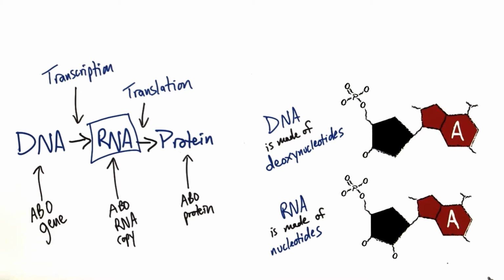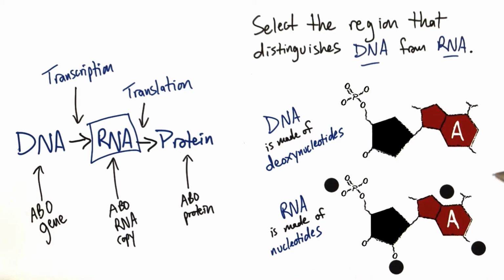And what I want you to try to do, select the region that distinguishes DNA from RNA. Focus down here on the RNA nucleotide, and there are 4 regions to choose from. I want you to pick the one that you think distinguishes it from the DNA deoxynucleotide.